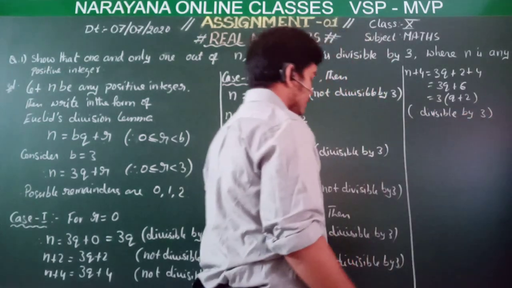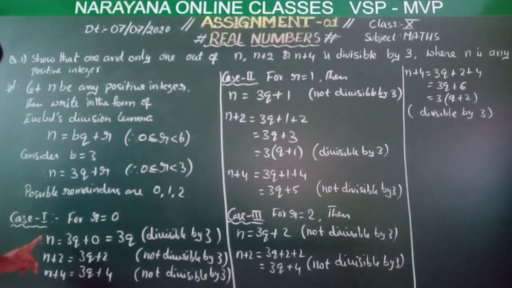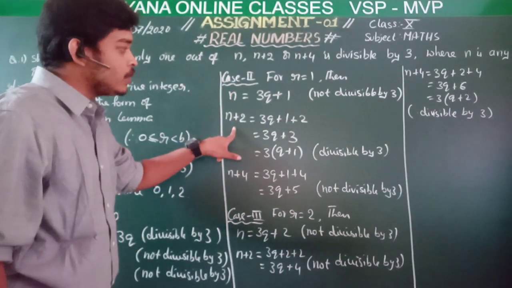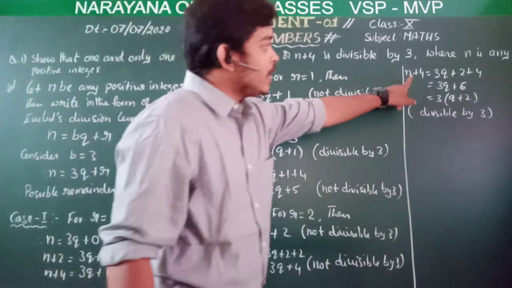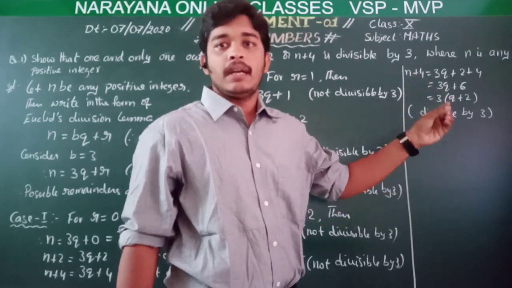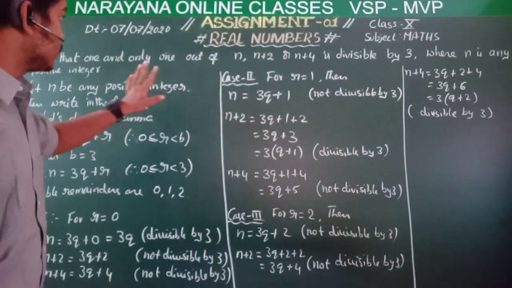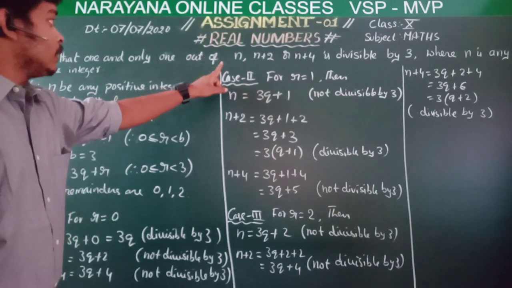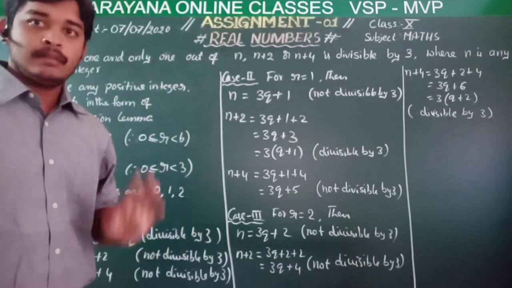See children, if you consider these 3 cases, in the first case only n is divisible by 3, in the second case only n plus 2 is divisible by 3, in the third case only n plus 4 is divisible by 3. Other than these 3 cases, none of them is divisible by 3. So the condition is right. Only one among these 3 is divisible by 3 in the same case.